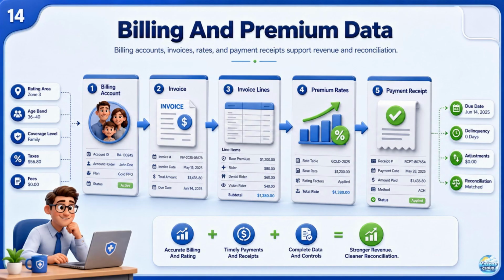Billing and premium data are essential for the financial side of the payer business. A billing account may belong to a group, employer, individual, or sponsor. Invoice tables store billing period, invoice date, due date, premium amount, adjustment amount, total due, and status. Invoice line tables connect charges to members, coverage, taxes, fees, or adjustments. Premium rate tables store rating area, age band, coverage level, plan, group, and effective dates. Payment receipt tables record money received from groups, individuals, or sponsors. This domain supports revenue, reconciliation, delinquency management, and financial reporting.